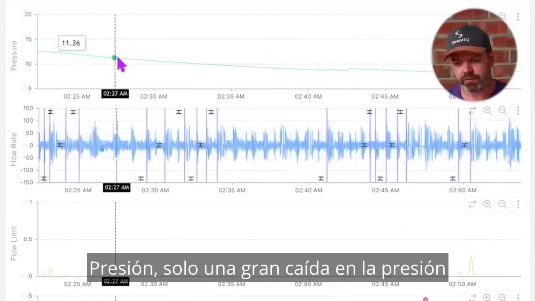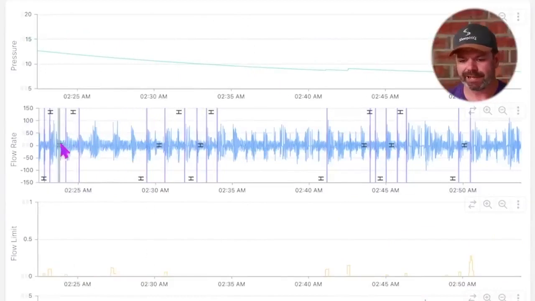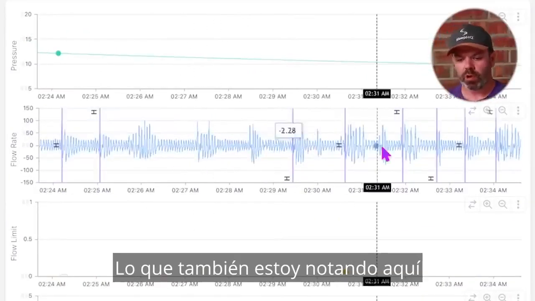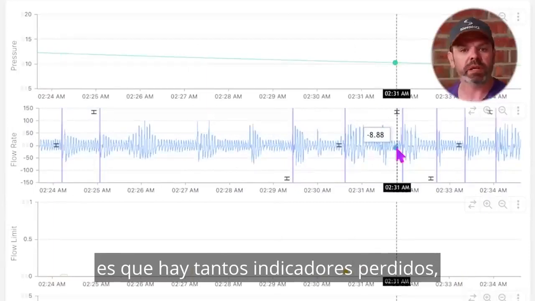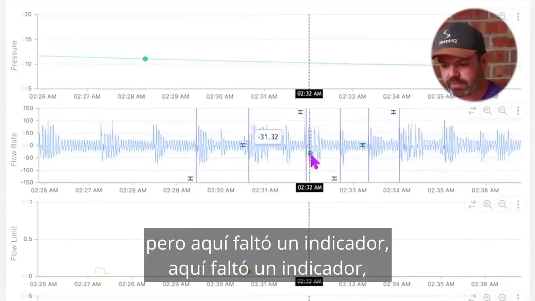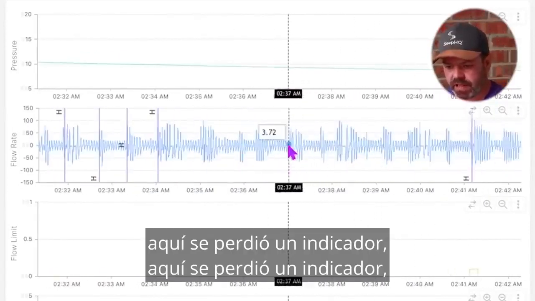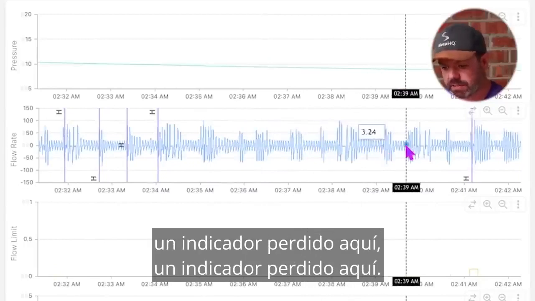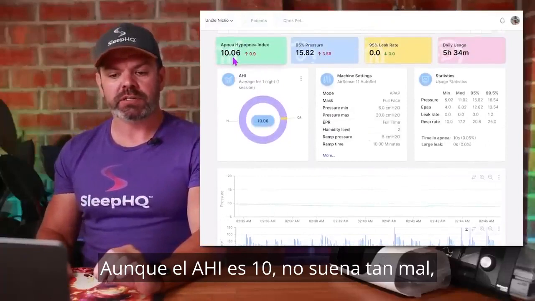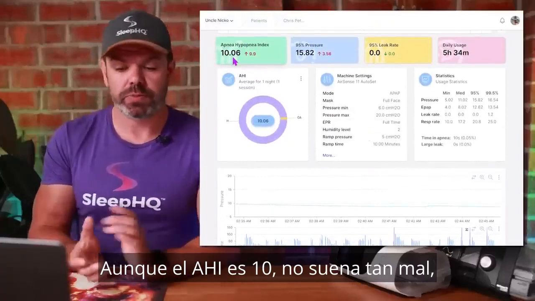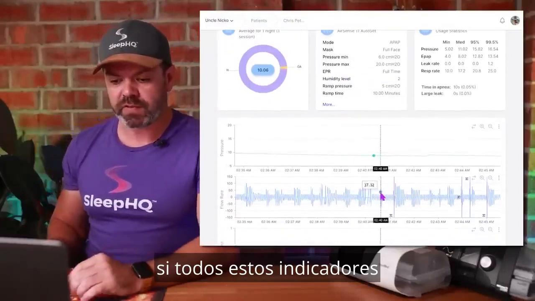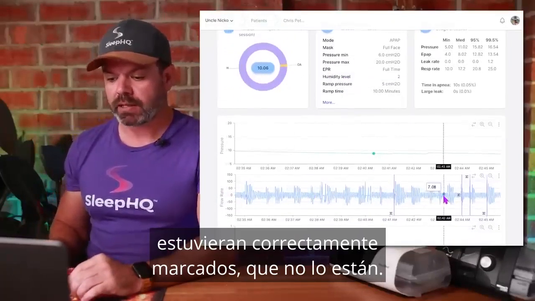Pressure, just a great big drop in pressure, and breathing just looks horrible. What I'm also noticing here is there are so many flags missed, and I've talked about this before. Flag missed here, flag missed here, flag missed here, flag missed here, flag missed here. So although the AHI is 10, which doesn't sound too bad, it's probably more like 20 or 25 if all these flags were correctly marked, which they're not.